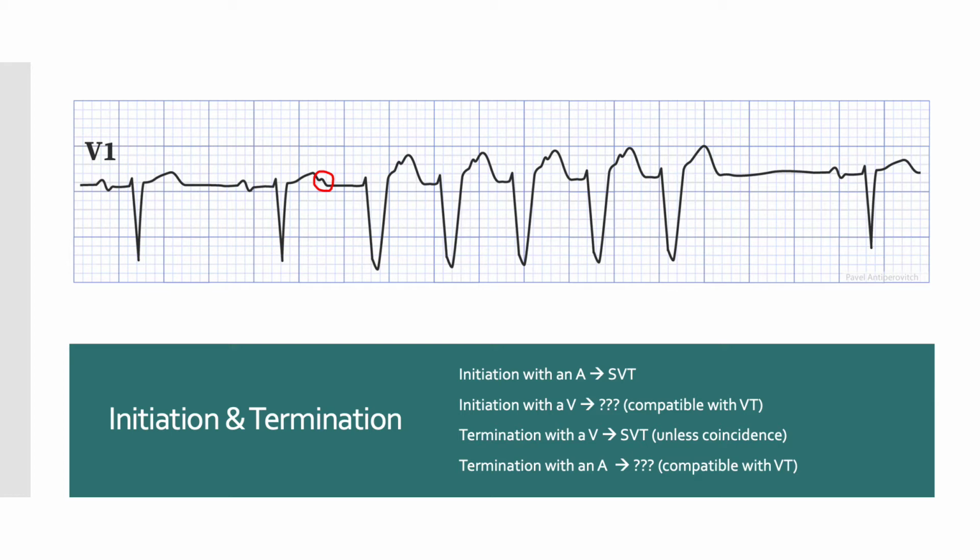Some experts may say some VTs can initiate with an A, such as bundle branch reentry VT, but this is extremely rare. Initiation with a V is less helpful, but we generally say it's compatible with VT. Now, there are some SVTs that can initiate with a V, but probabilistically, this will be VT. In terms of termination, this particular tachycardia terminates with a V, because I can clearly see P waves after each QRS, so it's a 1-to-1 VA tachycardia, and the last one is missing.